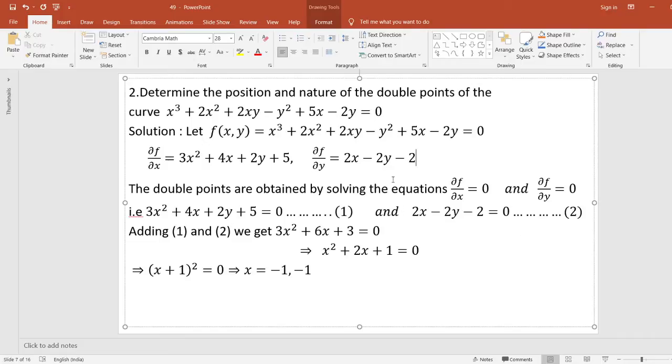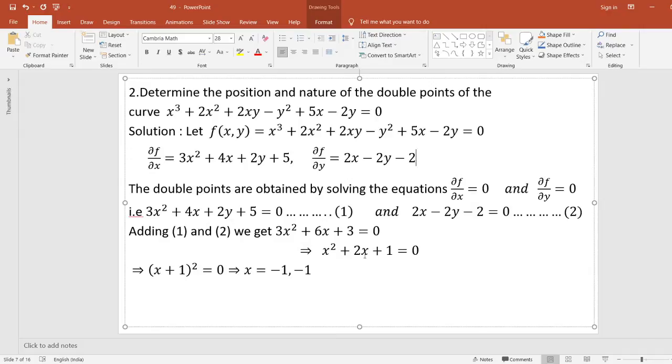Del f by del y is 2x minus 2y minus 2 is equal to 0. Consider this as equation number 2. So here there are two variables with two equations, so we can solve this and find out the x and y values. Adding these two equations, what we have: 3x square, there is no x square term in the second, so 3x square plus 4x plus 2x is 6x, 2y minus 2y is 0, 5 minus 2 is 3, equal to 0. Divide by 3 on both sides, and we have x square plus 2x plus 1 is equal to 0.